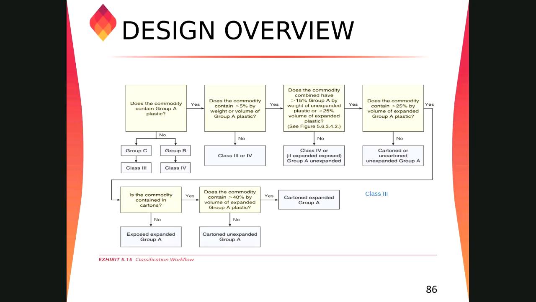If we are talking about the example we discussed yesterday, for example, if we are designing a sprinkler system in a hypermarket or whatever, we will directly select the highest risk, which is the cartooned expanded group A, right? Yeah, exactly. Okay, clear.